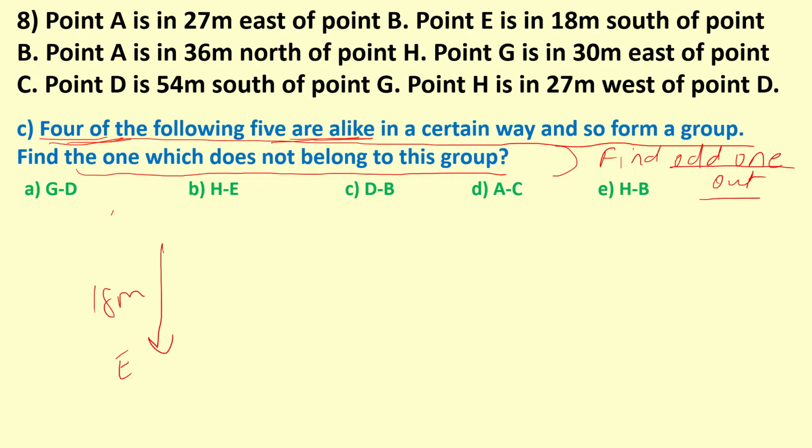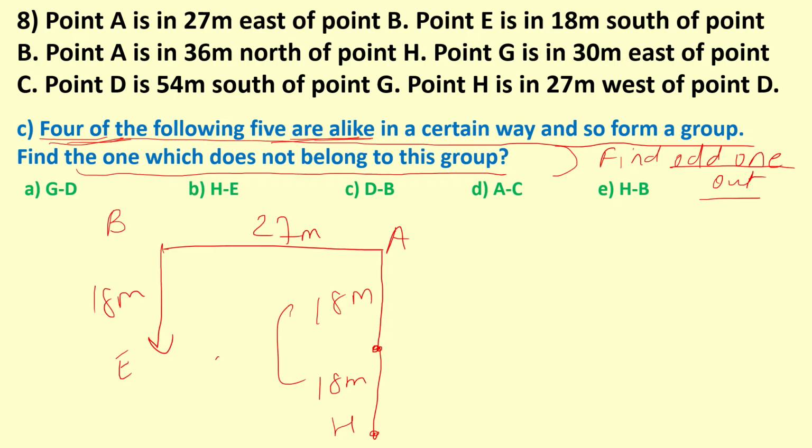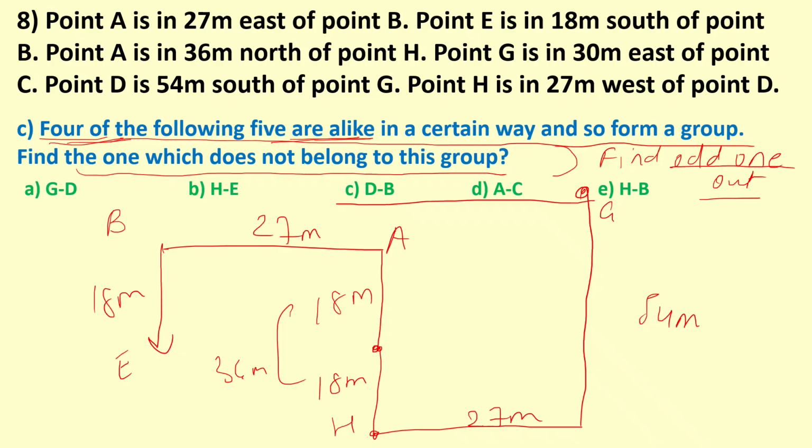This is 18 meter B. This is 27 meter. Okay. This is your H. This is your A. 18 meter, which makes 36 meter. Then this 27 meter. The G is somewhere here, just 54 meter. And then C comes somewhere here. Here somewhere C comes. Okay.